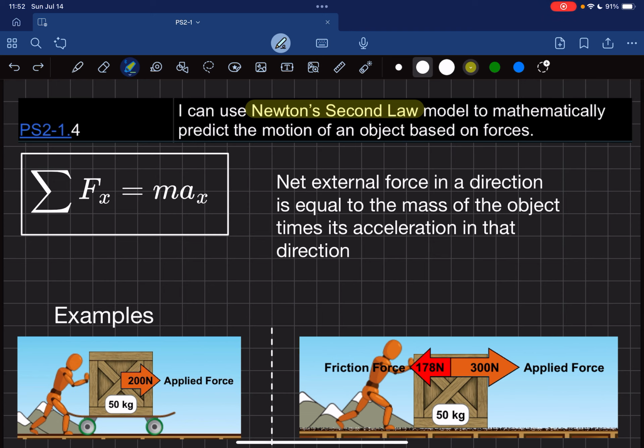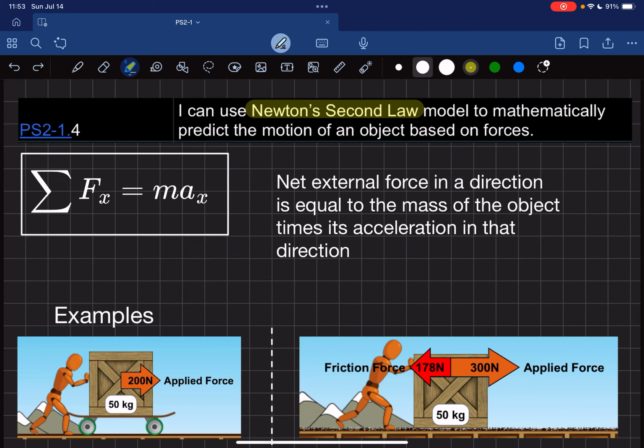Before we start that, let's go over the learning objective. The learning objective is that I can use Newton's second law to mathematically model and predict the motion of an object based on forces. The idea is that you're going to use Newton's second law to make predictions about the motion of an object.